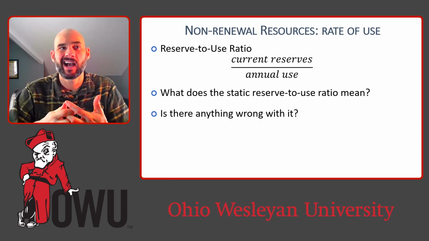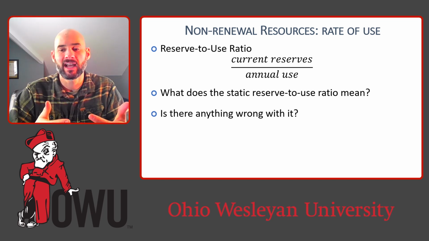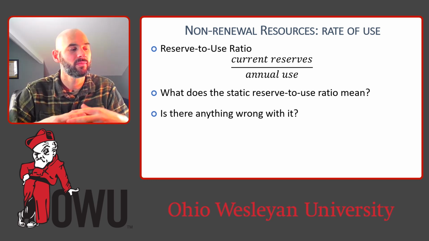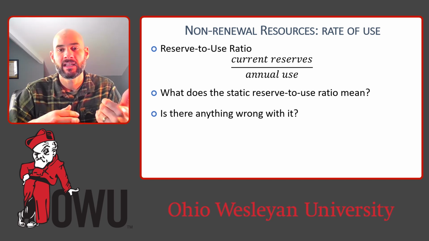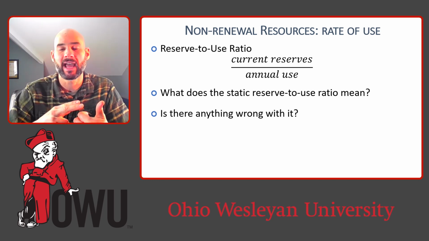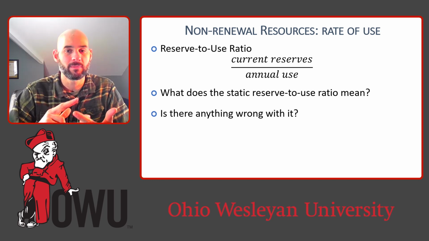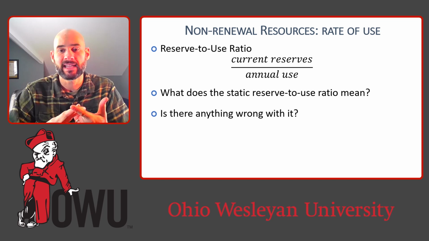And so the first intuition or guess for managing non-renewable resources may be to come up with a reserve to use ratio. And so let's say we have 100 billion gallons of oil underneath the Earth's surface in economically profitable reserves, and we know that we use a billion barrels per year.